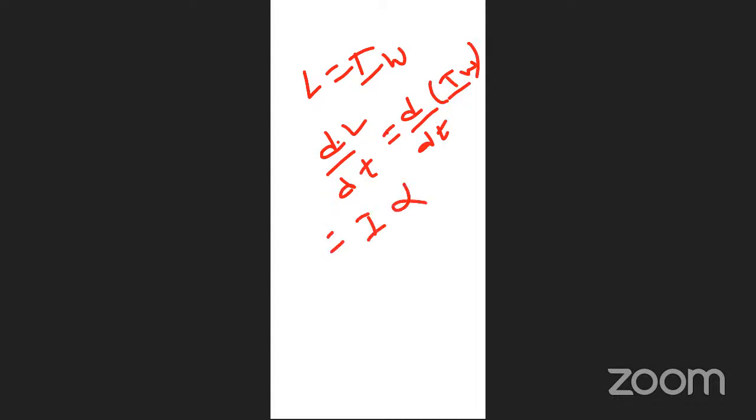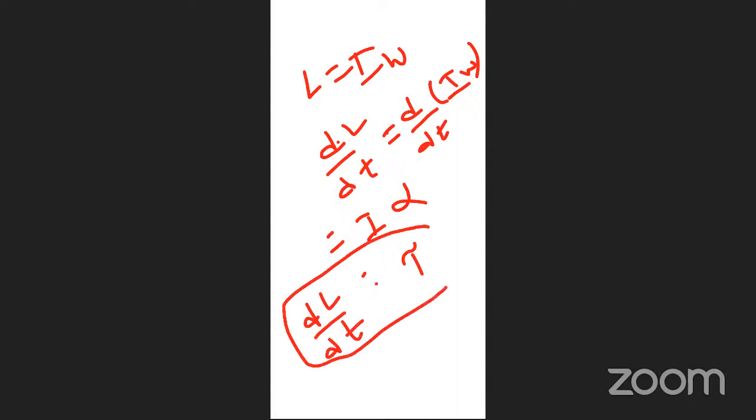L is equal to I omega, so dL by dt is equal to what? Differentiating I omega, that is I into d omega by dt, and d omega by dt is equal to alpha. So I alpha is equal to torque. So dL by dt is equal to torque, this is the relation between torque and angular momentum. And the rotational kinetic equation is torque is equal to I alpha.